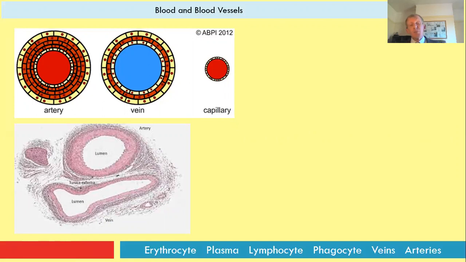And what we've also got just beneath this image is some actual light microscopy of a cross-section of both an artery and a vein. So you can see in the lower image, the cluster of cells. I don't know if you can see my pointer. Here is the artery. It's got a fairly small lumen, but a very thick wall. Whereas here we've got a vein. It's got a much, much larger lumen and a much thinner wall.